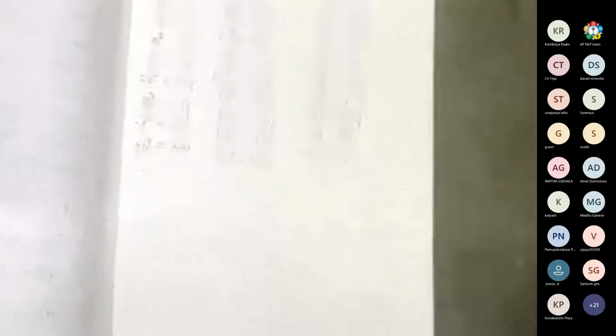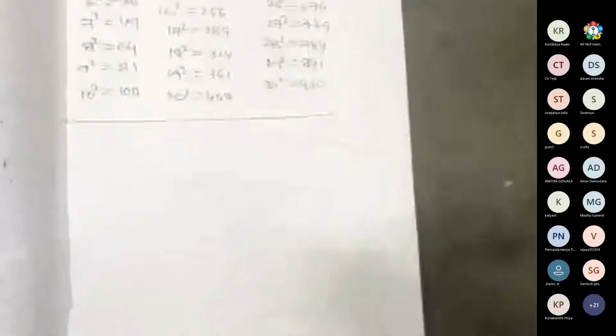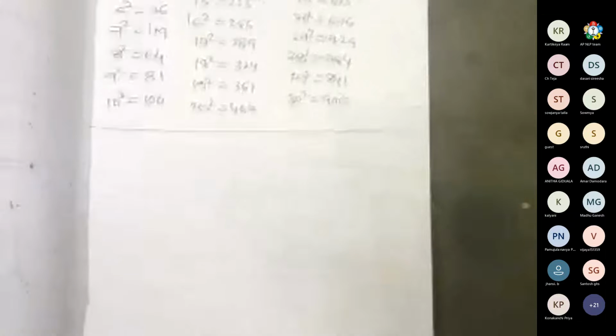First of all, you should be very familiar with all these squares. Every competitive student, if you are writing SSC CGL or CHSL or MTS or GD, any examination, should be very thorough with 1 to 30 squares. No doubt about it.